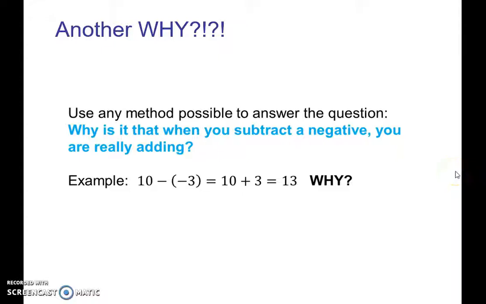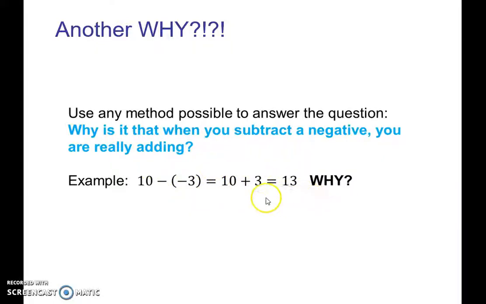All right, we have another why question. Why is it that when you subtract a negative, you really end up adding? So for example, what do I mean by that? 10 minus a negative 3 really is going to be 10 plus 3, which is 13.